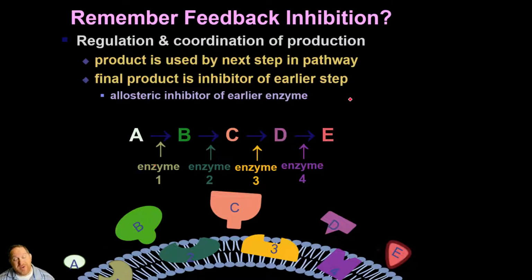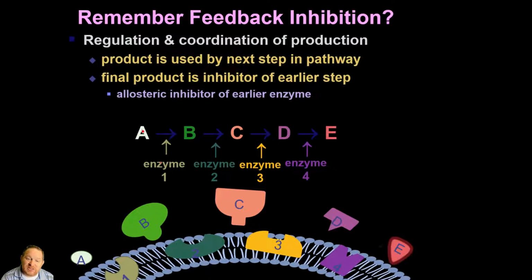Now, you may also remember we talked about feedback inhibition. This is when we get enough of chemical E. So let's say that we're taking chemical A through a series of steps, breaking it down to chemical E. Well, what happens in the body when we get enough chemical E? We don't need to convert chemical A to chemical E anymore when we already have enough of chemical E.